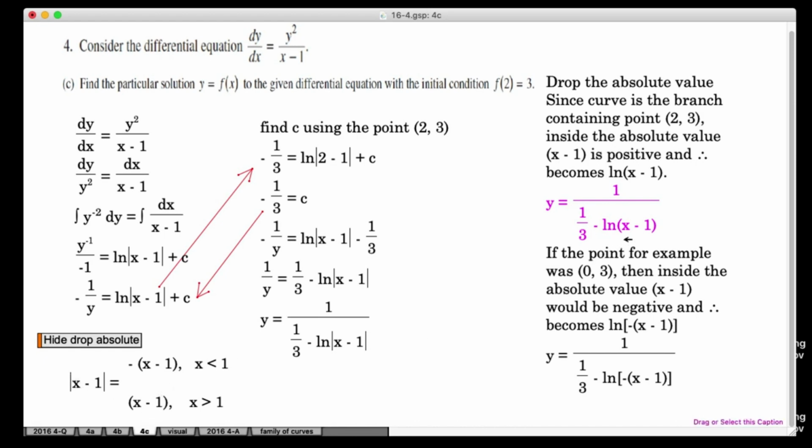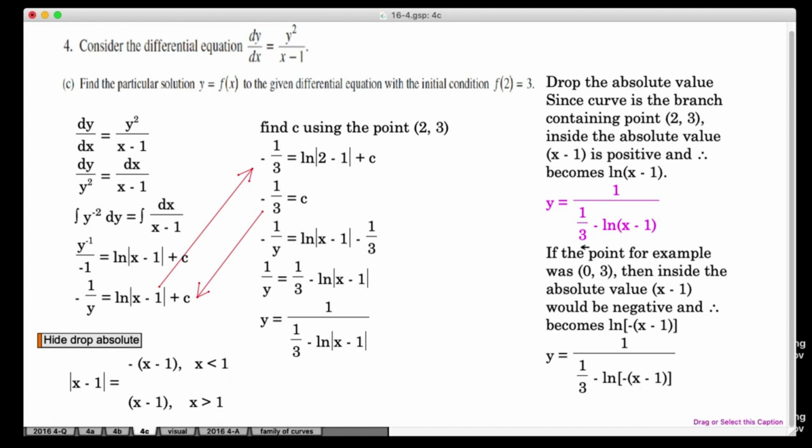So when x is greater than 1, I don't need the absolute value. So I just rewrote this expression right here, drop the absolute value, and I put x minus 1. If x is less than 1, I need this expression right here. So I drop the absolute value and plug that in for it here.